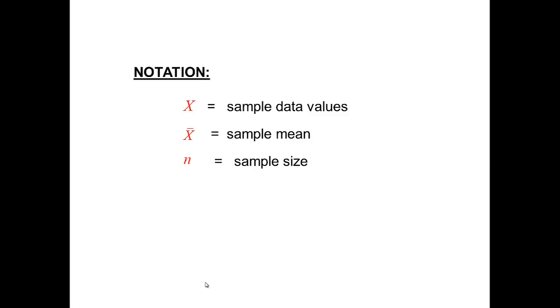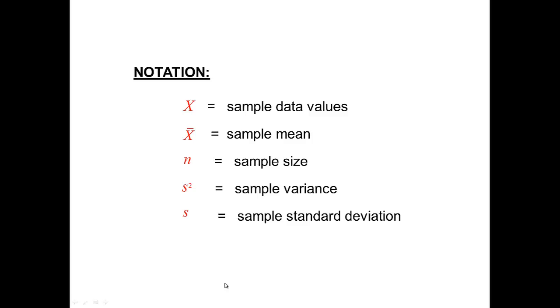I'm going to climb on my soapbox for just a second or two to say that notation is important. Knowing your definitions and notation makes learning the material in probability and statistics much easier. x equals the sample data values. x bar equals the sample mean. n equals the sample size. s squared equals the sample variance. And s equals the sample standard deviation. Sigma means to add the values.